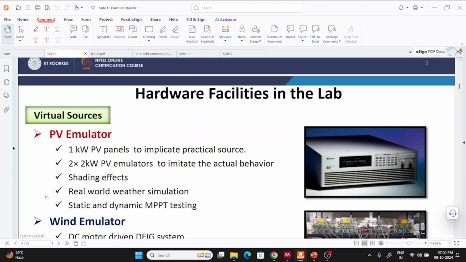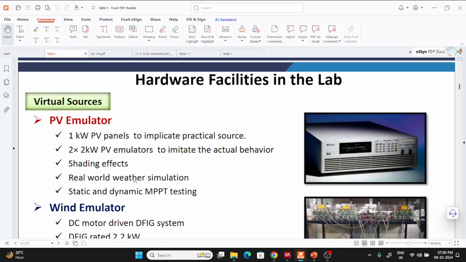Also, this PV emulator helps in real world weather simulation, because in the real world sometimes the irradiance increases, sometimes irradiance decreases, and there is temperature variance. So all those things can be emulated by this PV emulator.